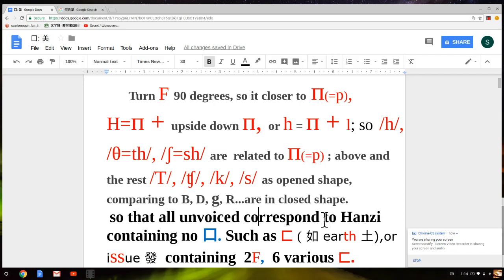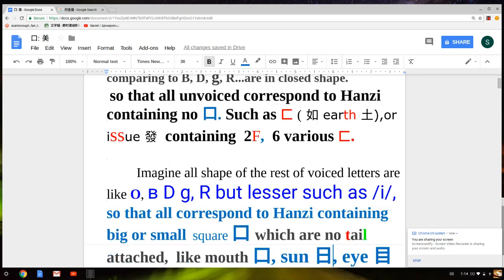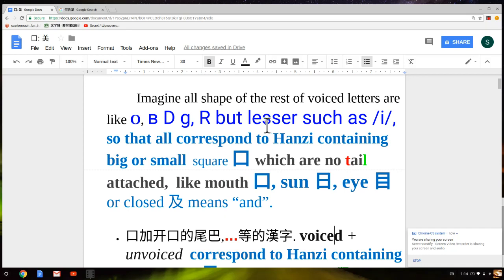unvoiced consonants correspond to a Hanzi containing no square, such as earth, no square, or issue, containing two F, six various. Imagine all shapes of the rest of the voiced letters are like O, B, D, G, R, but the lesser such as I, so that all correspond to Hanzi containing big or small squares, with no tails, or open tails attached, like mouth, sun, eye, or closed. G means end.